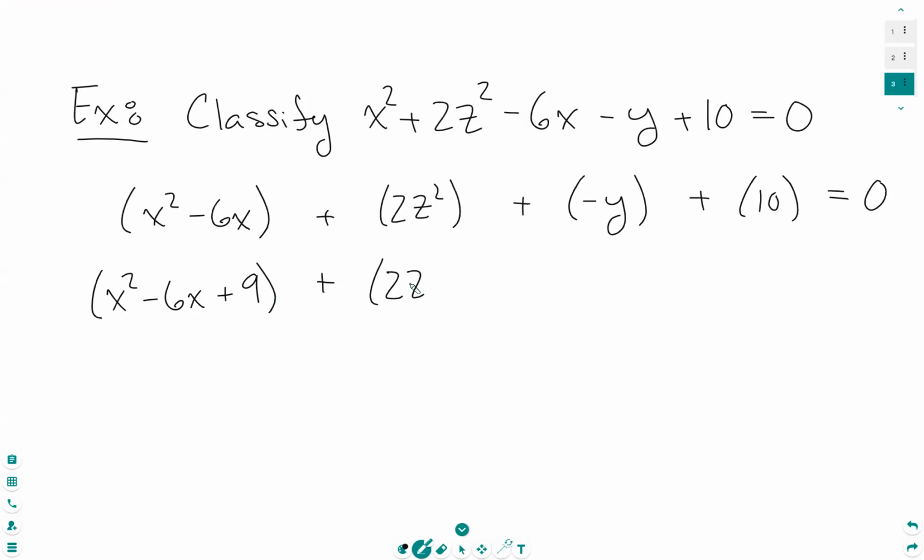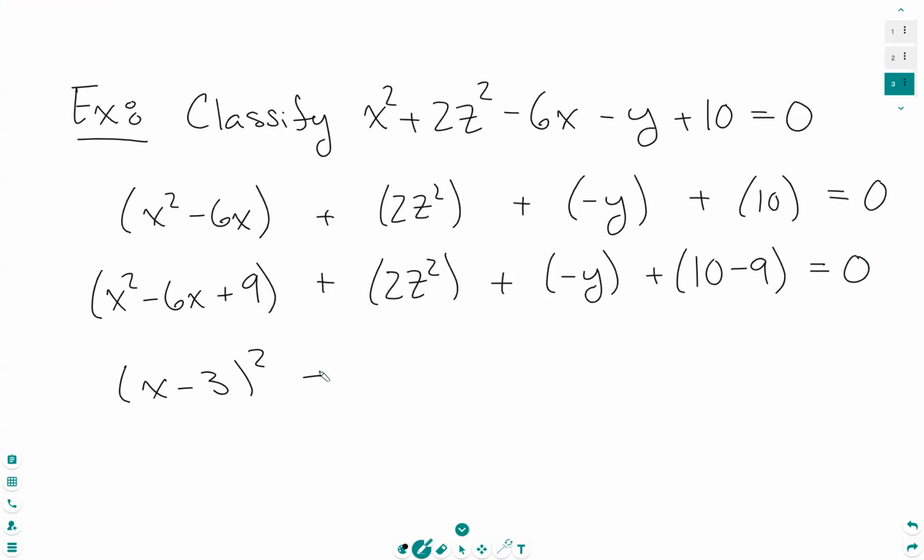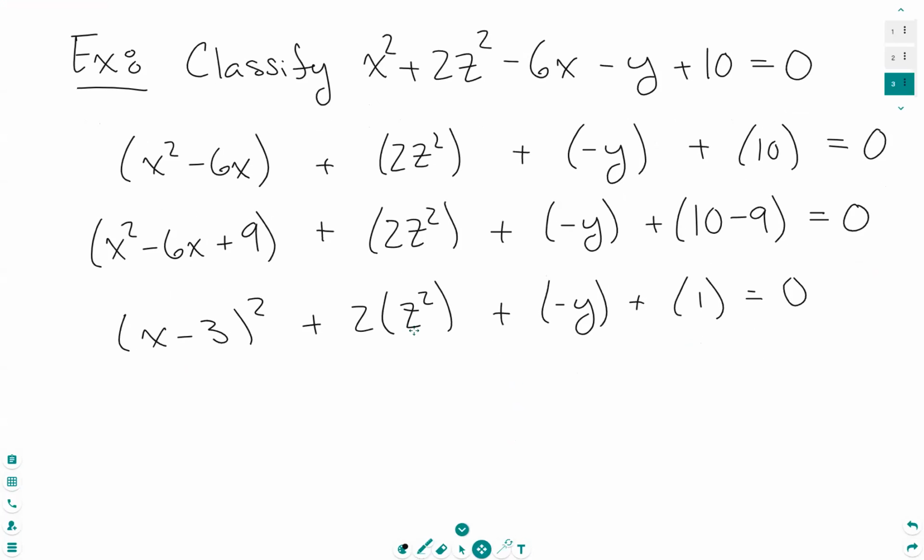So we have 2z squared. I don't need to touch the y at all. So here, my constant term, I had 10, but I added 9. So I need to subtract 9 here. And this is still equal to 0. So now here I've got x minus 3 squared plus 2, and I'm going to write it like this, z squared, plus I still have this negative y, and now I also have this 1 here. Okay. So we take a look at this.